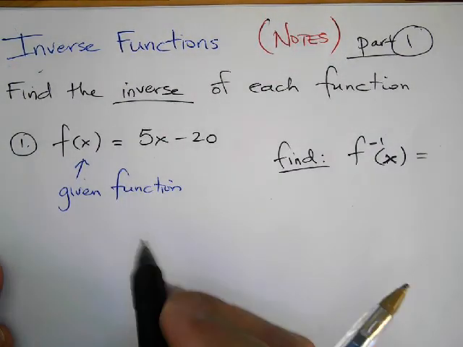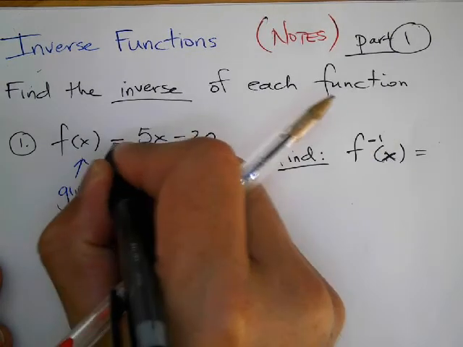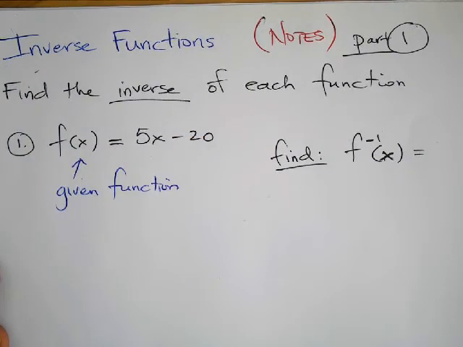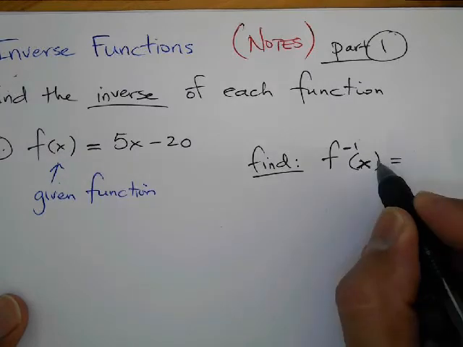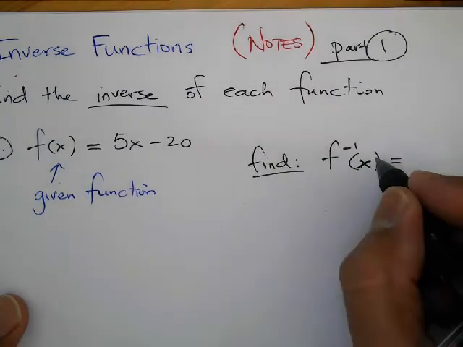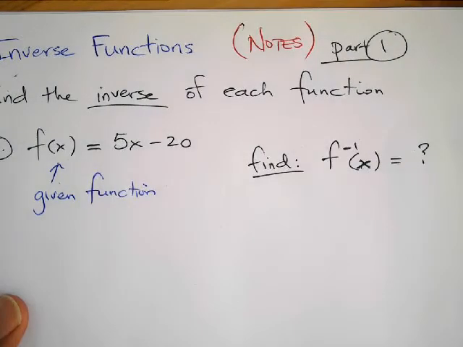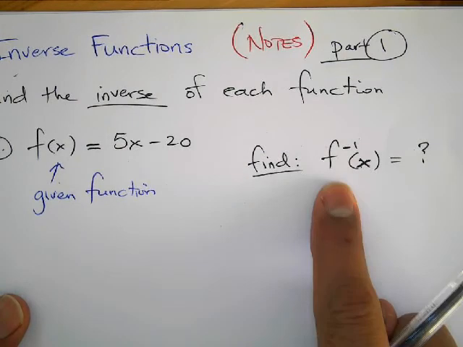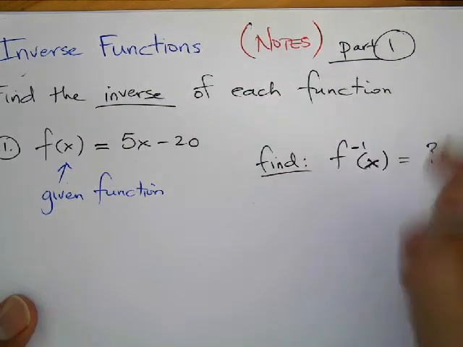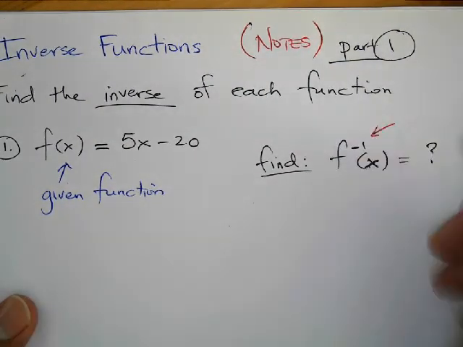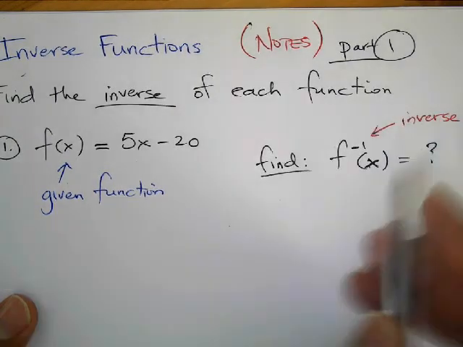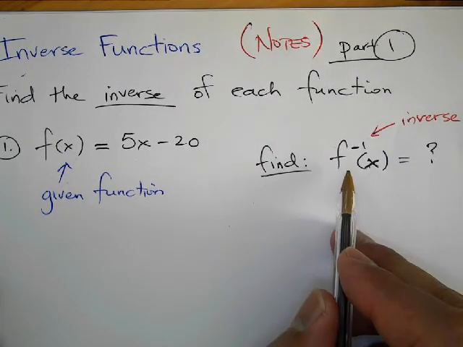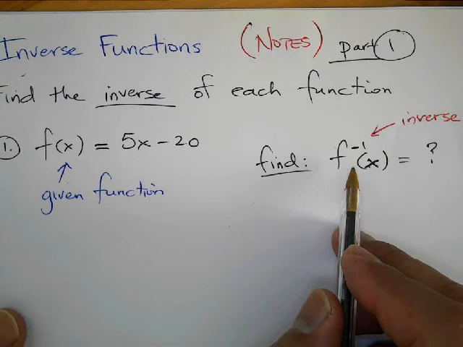You got to find another equation, right? This is an equation, right? Because it has the equal sign. But remember, we gave it a new name and a new look. So this is the given function, and this is what they're asking you to find. You're going to find another equation or another function, which is the inverse. And the inverse has this little notation here with this little negative 1 exponent.